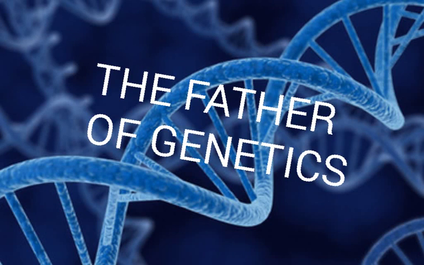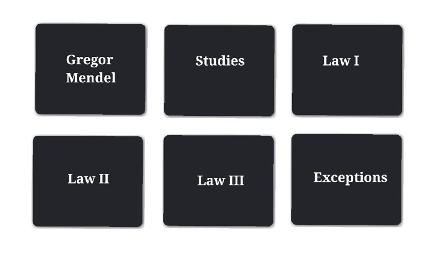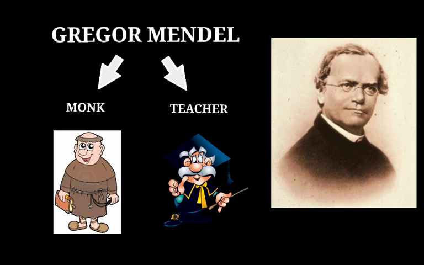The father of genetics. We are going to talk about Gregor Mendel and his laws. Well, Gregor Mendel was born in 1822 and he was a naturalist monk that made a great advance in genetic studies. He made pea crosses, and his work was not valued until 1900, 35 years after the publication of his laws.